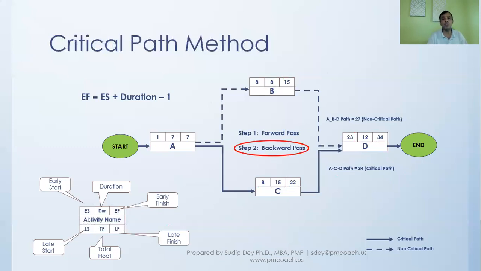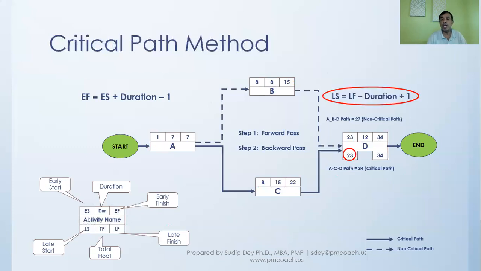Then we go into the backward pass. In the backward pass, we first start from the end. So the last activity that we have is D, and the early finish of D is the same as the late finish for D.